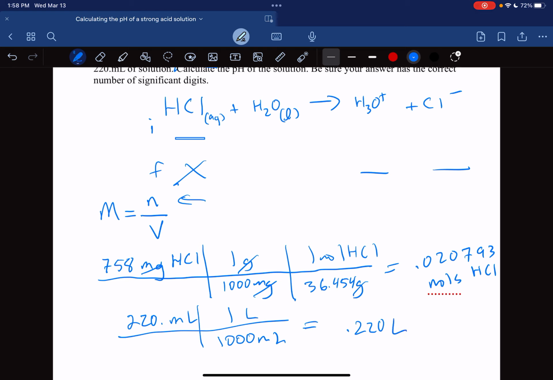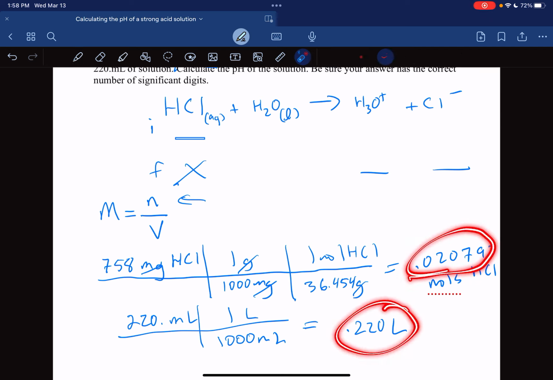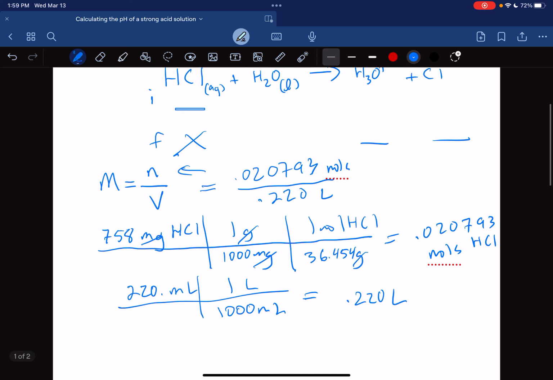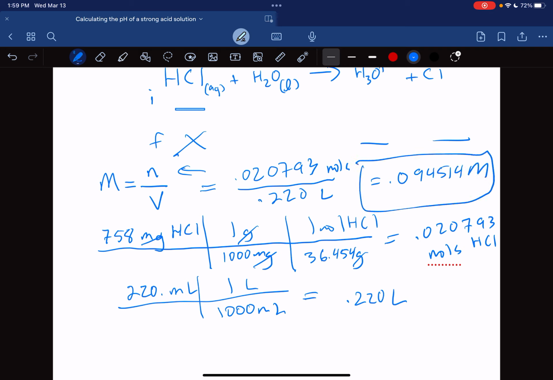So right here we have the two numbers that we have to plug back into our equation. We have the moles and we have the liters. And so if we put both those into our equation right up here, we're going to end up with 0.020793 all divided by 0.220 liters. So this is moles divided by liters. And when we do that, we end up with a molarity of 0.094514 molar. That is the molarity of our HCl.